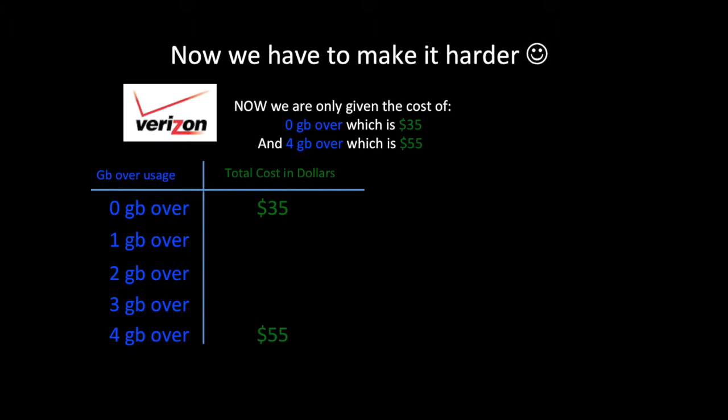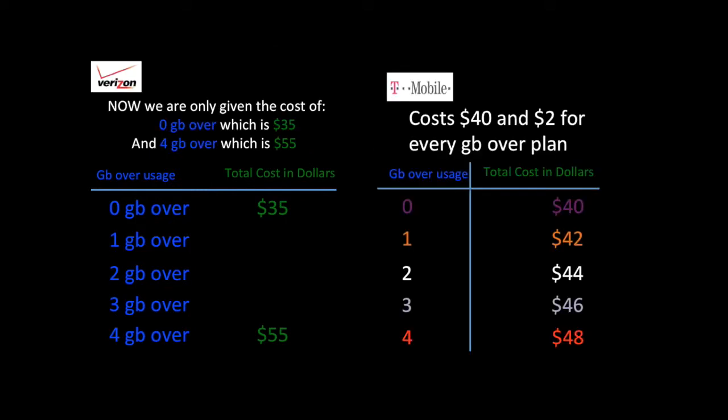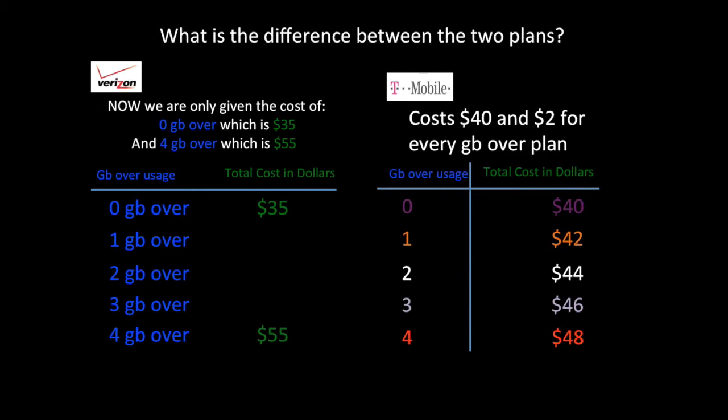So we're not going to go over how we put it in a table again, but we did that last problem. So now we have this, and now we want to compare. What is the difference? How do we make this a little bit harder? That's what I want you to think about now: what is the difference between these two plans? How did we make this problem harder?